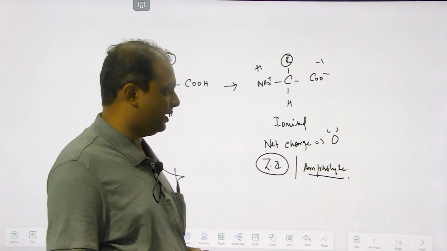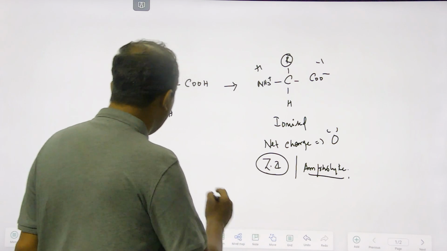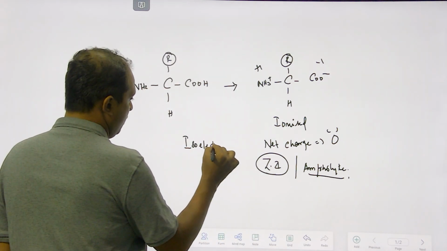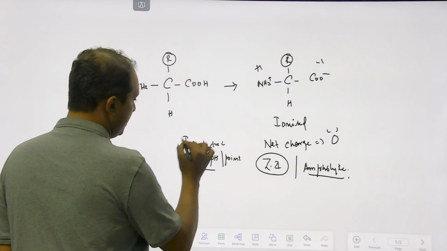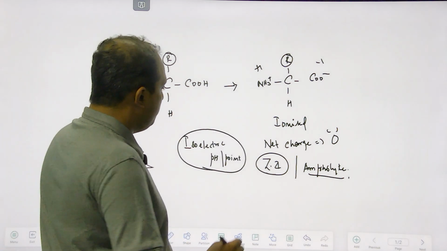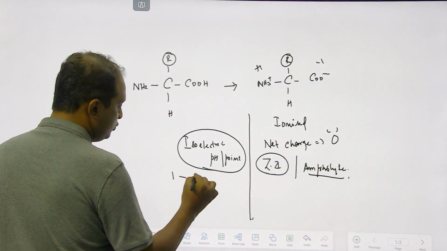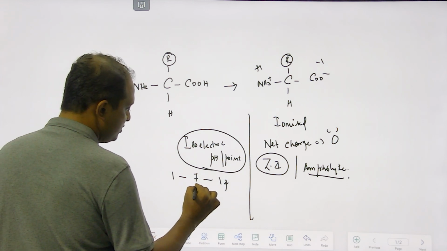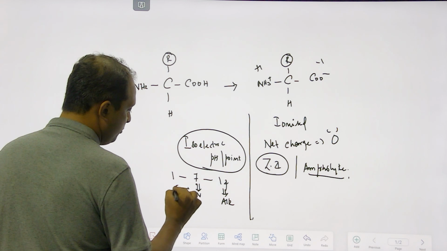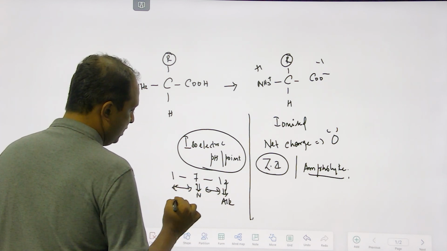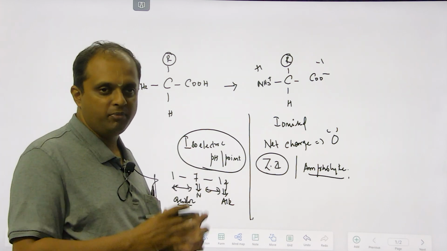Hope things are clear. So in understanding what Zwitter ionic form is, let's get into one more interesting concept called isoelectric pH or isoelectric point. So what is this isoelectric pH or isoelectric point? Fine. Friends, we all know from our basic chemistry that the pH can range from 1 to 7 to 14, and this is the neutral pH. This is an alkaline side, and this is the acidic side. So we know about the pH range.